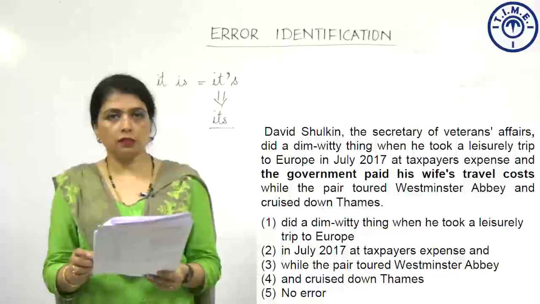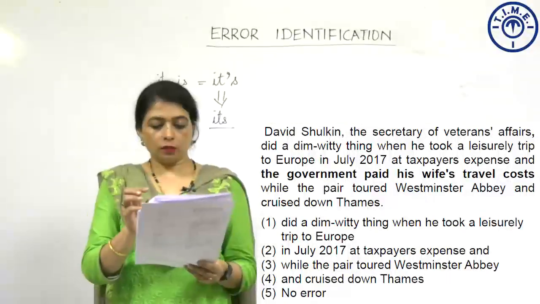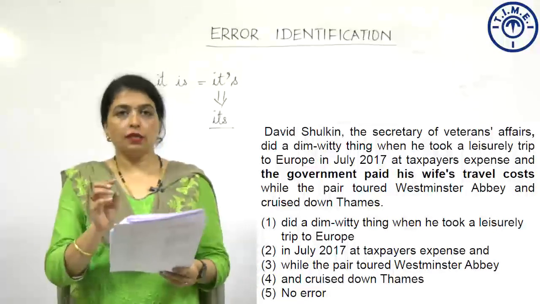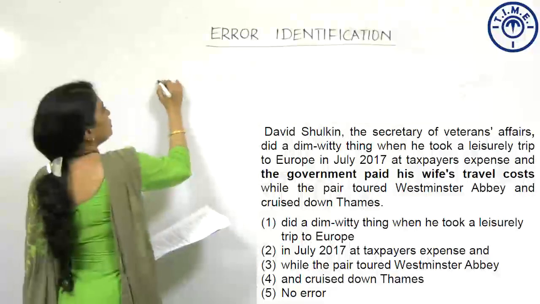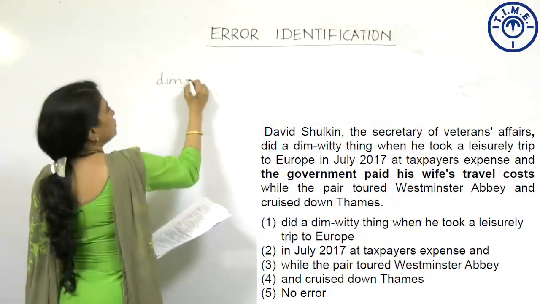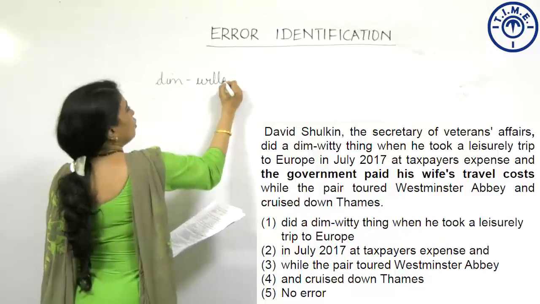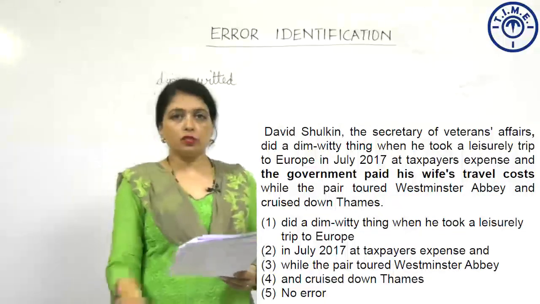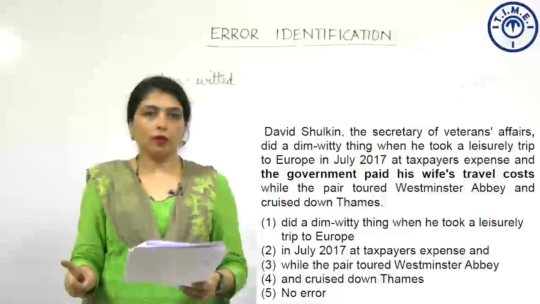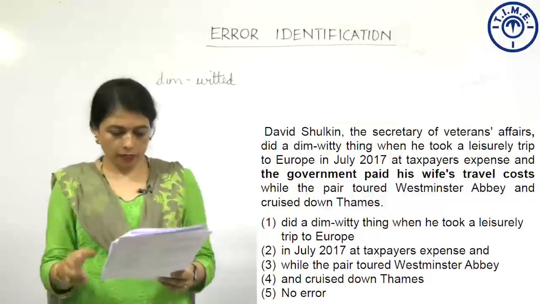In this sentence, the adjective phrase dim-witty is incorrect. Fine. So, dim-witted is the correct form or the correct expression, and we need to change dim-witty to dim-witted. So, part 1 is not our choice because it has an error.